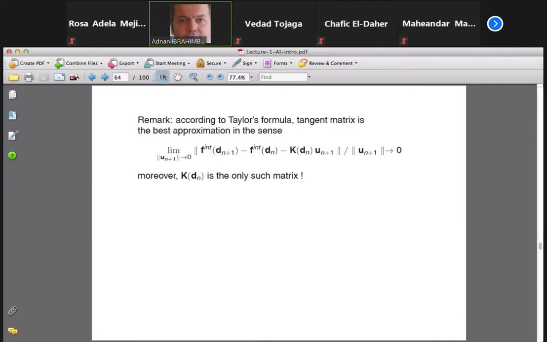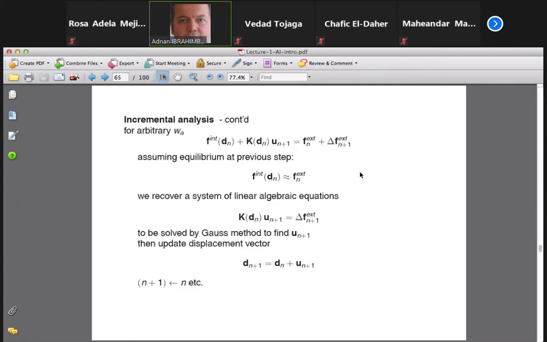Now, this tangent stiffness is, according to Taylor's formula, the best approximation of the true nonlinear variation of the function. Basically, I have that f at d n plus 1 minus f of d n, related to K at d n, the tangent stiffness at time t n, times the incremental displacement u n plus 1, goes to 0 quadratically, so it goes much faster than the increment u n plus 1. And that's the only matrix which has such a nice approximation property.